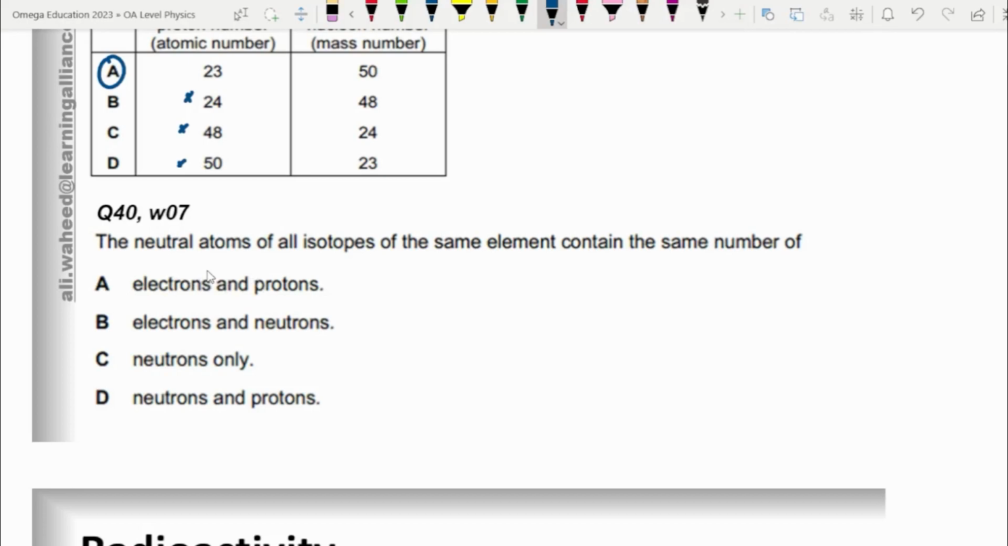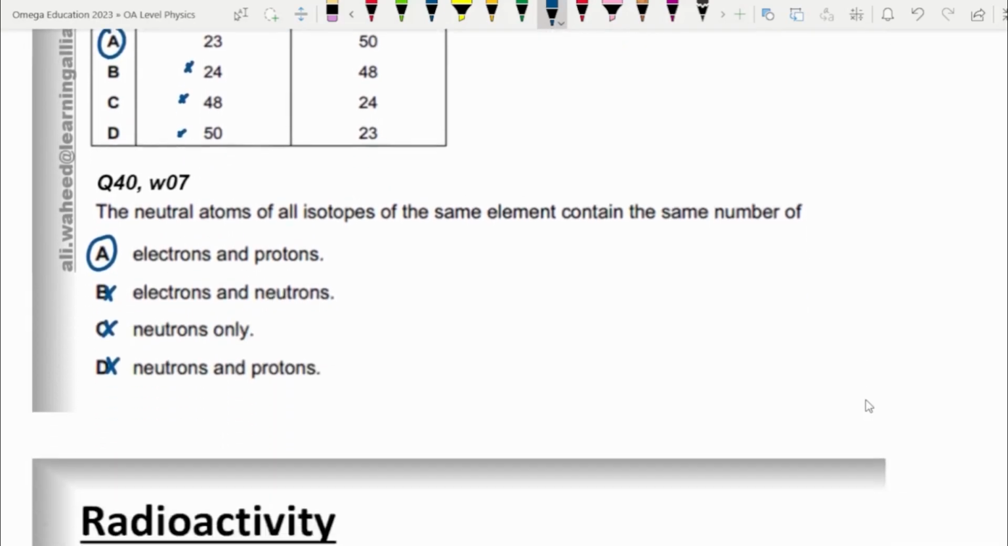Then we have the next one. The neutral atoms of all isotopes of the same element contain the same number of neutrons? No. Neutrons and protons? No. Any option with neutrons? A big no. Electrons and protons, because the number of electrons and the number of protons in a neutral atom are equal. As a matter of fact, they are equal, and that's why the atom is neutral. Otherwise, it might be an ion, positively charged or negatively charged.